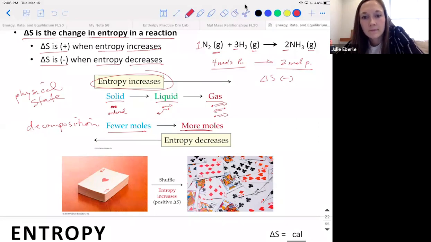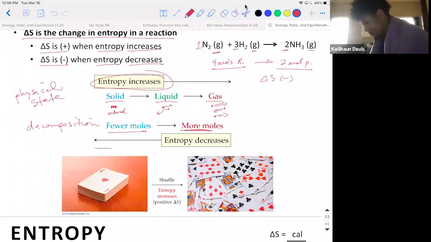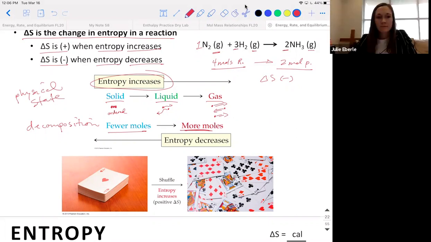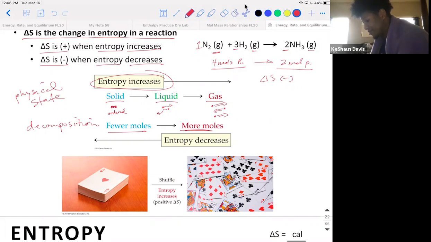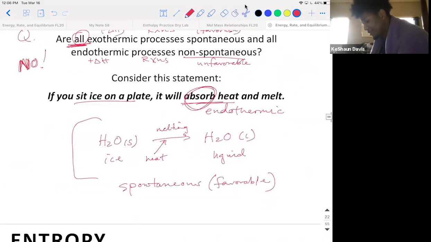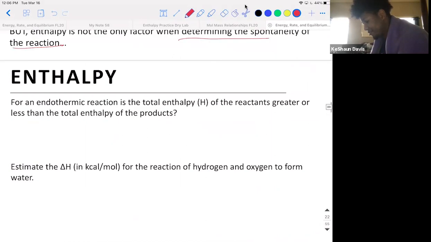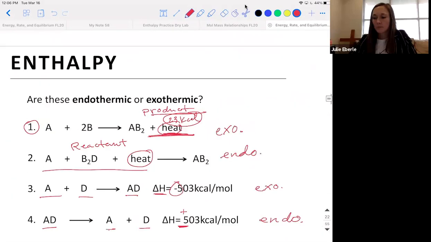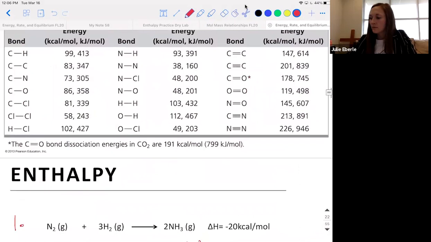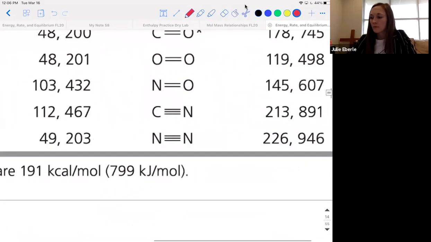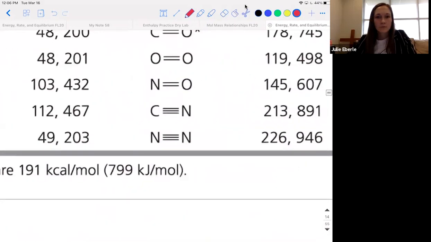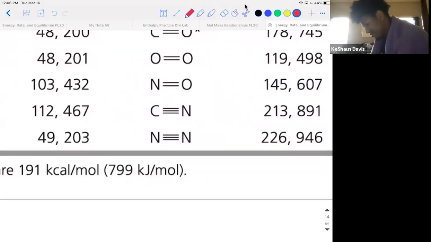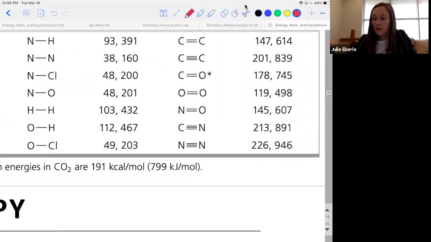Okay, I've got a question. What's up, Kishan? Back when you were doing the N2 plus O2 equals 2NO, where did you get the 226 kcal per mole? Oh, right here. From the table. Oh, okay. Anytime you see a number like that, it's going to be off this table.